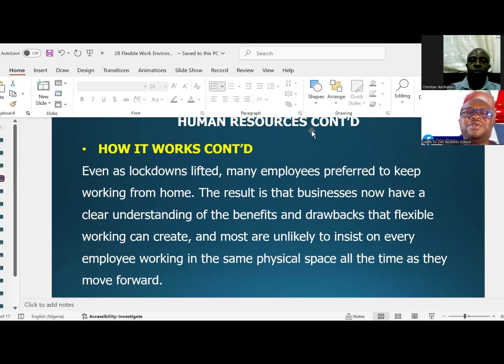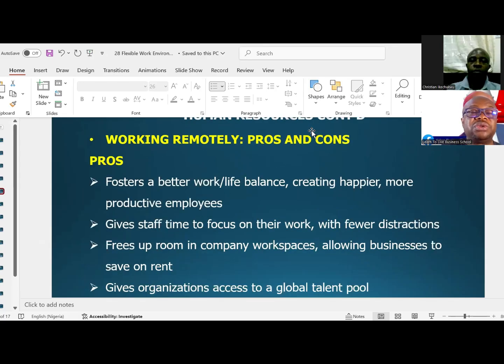Even as lockdowns lifted, many employees prefer to keep working from home. The result is that businesses now have a clear understanding of the benefits and the drawbacks that flexible working can create, and most are unlikely to insist on every employee working in the same physical space all the time as they move forward. That's a simple truth. Now, the pros and the cons.